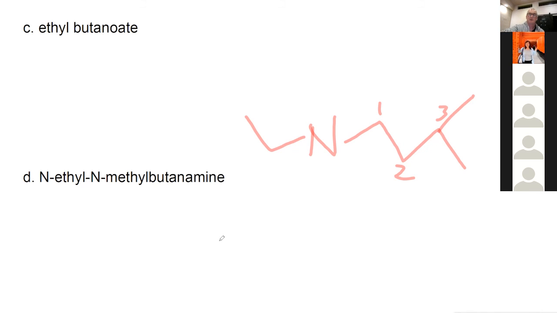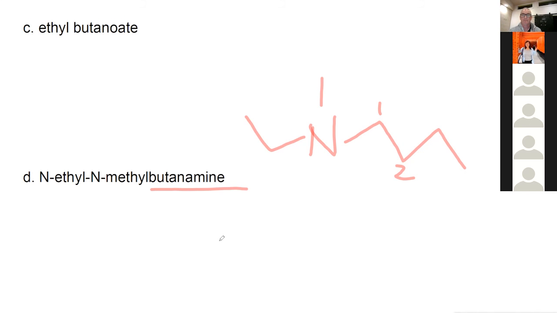So everything that has N before it is directly attached to the nitrogen. So we have an ethyl group attached, we have a methyl group attached, and then the rest of it is what else is attached to the nitrogen. Since it's an amine and it says butanamine, it's got to have 4 carbons attached to the nitrogen somehow. So we would remove this.